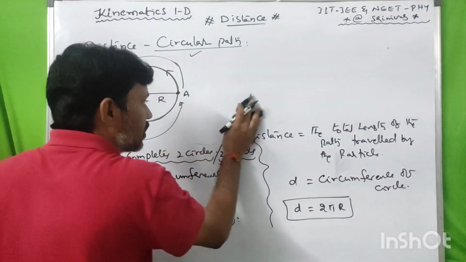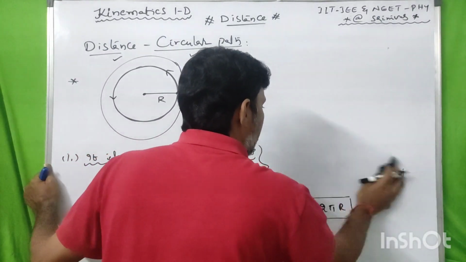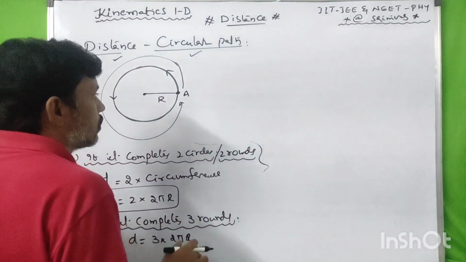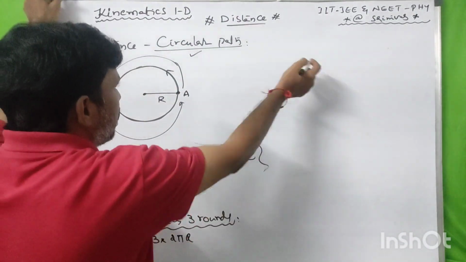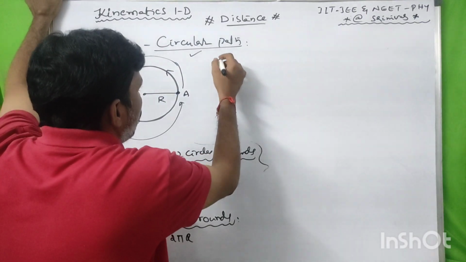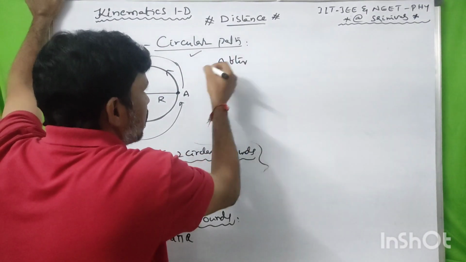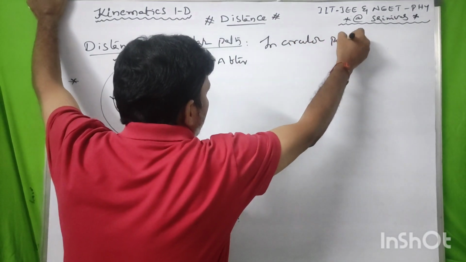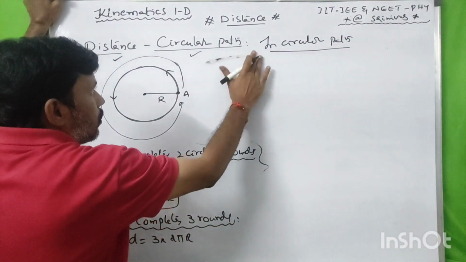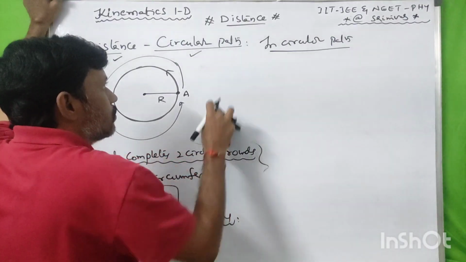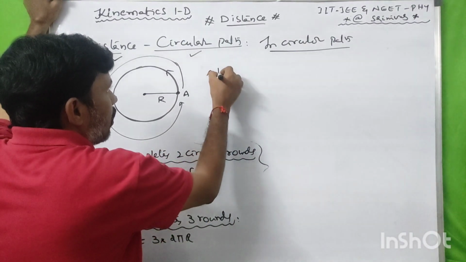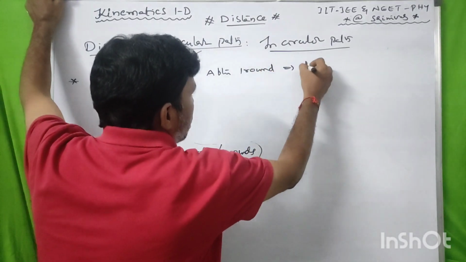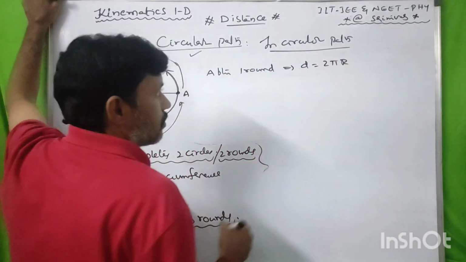So once we can discuss the generalized formula. I can write the generalized formula. Simply, in a circular path, after one round, distance d is equal to 2 pi r.